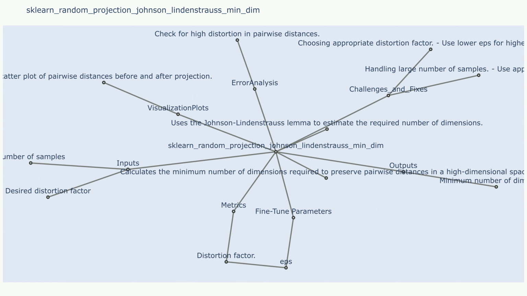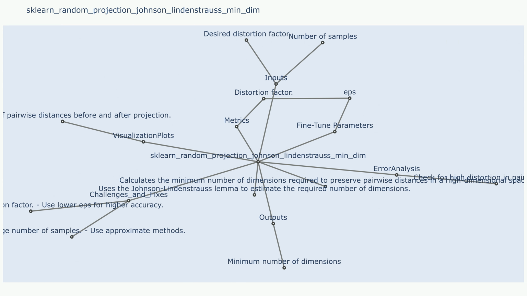Fixes to challenge 1: experiment with different eps values to find a suitable trade-off between accuracy and dimensionality reduction. Consider applying domain knowledge to guide the selection of eps.